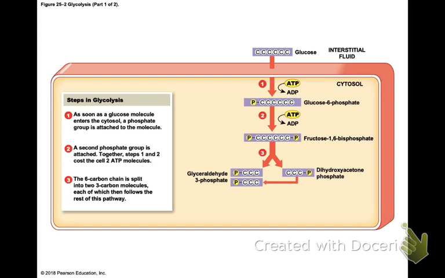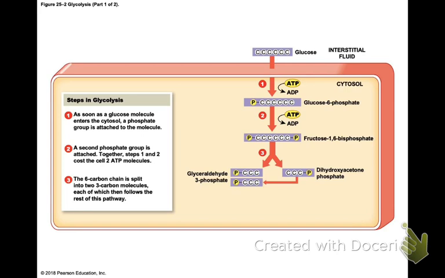Just look at the pictures first. We're going to, at step 1, take a high energy phosphate from ATP and put it on one end of glucose. In the second step, we're going to take a second high energy phosphate from ATP and put it on the other end. In the process of doing that, we've converted glucose to fructose, and it's got 2 phosphates, one on carbon 1 and one on carbon 6, fructose 1,6-bisphosphate.